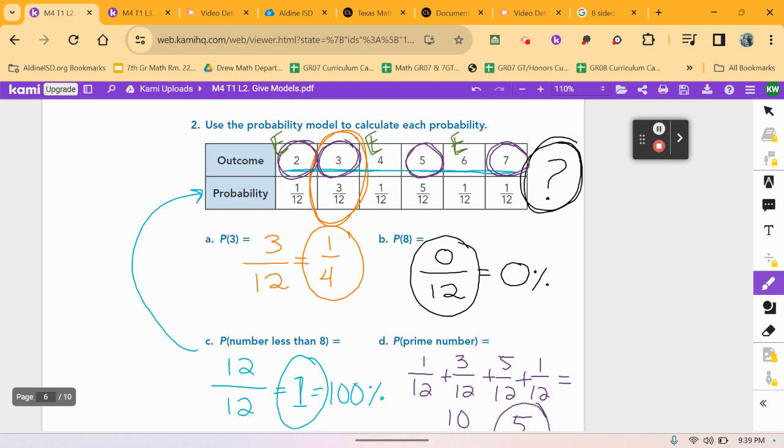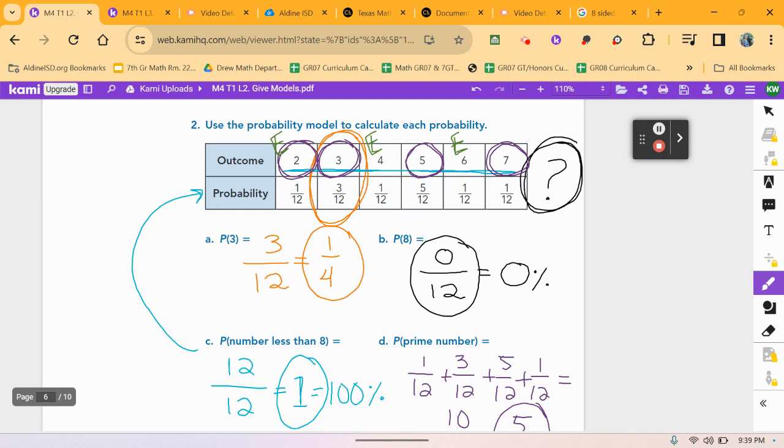And then for D, the probability of choosing a prime number. What I did was I circled those prime numbers in that dark purple color. So I circled 2, that's a prime number because I can only divide and get 2 and 1. 3 is a prime number. I showed you why. 5 is a prime number. Its only factors are 5 and 1. And 7 is a prime number because its only factors are 7 and 1.